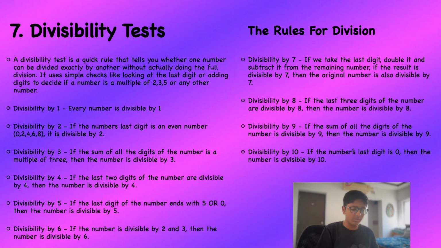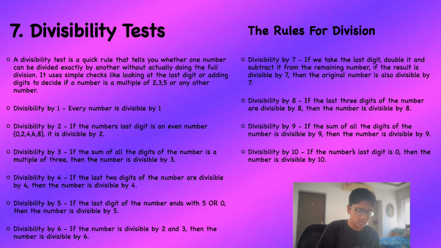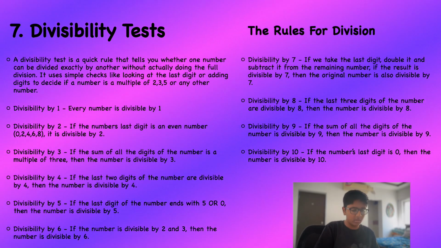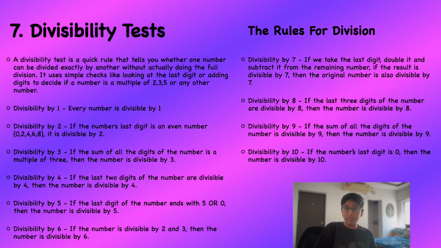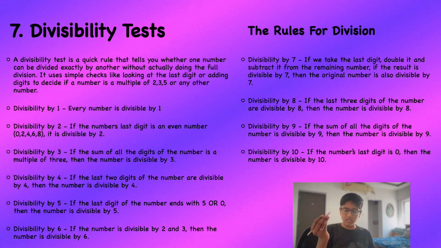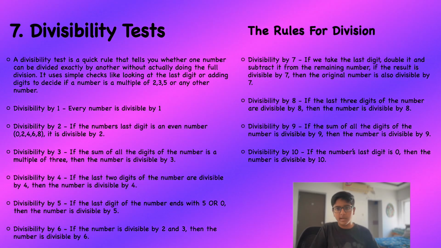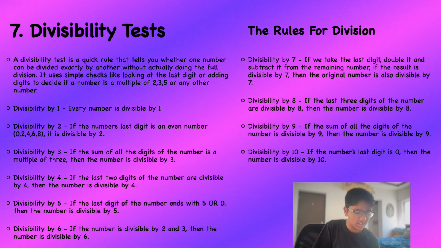Sorry, we have to subtract with the remaining number. So 63, we take 3, we double it, 6. So 6 minus 6 is 0. If we get 0, 0 is 7 into 0. So it's divisible by 7. So the original number is also divisible by 7.